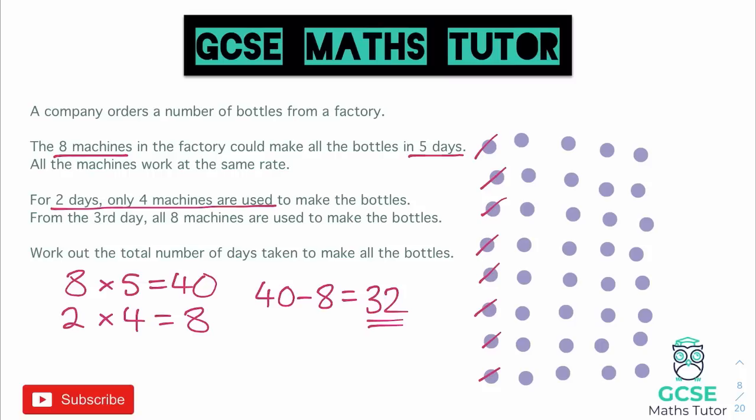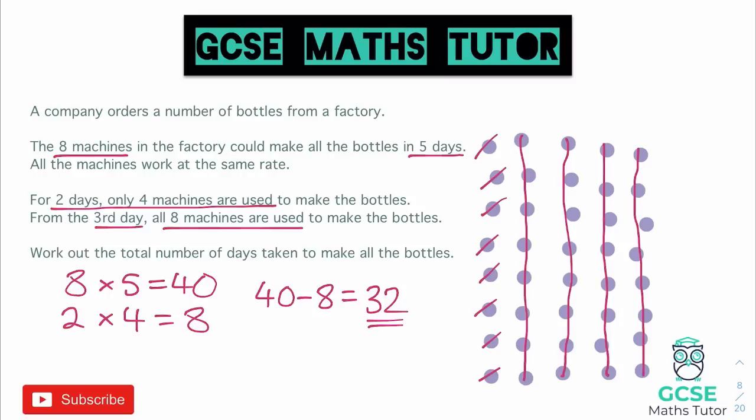But we have done 2 days of work. Now it says from the 3rd day, so for however many more days it's going to take, all 8 machines are used. Work out the total number of days. Well, that means on the 3rd day, we can cross off all 8 of those. On the 4th day, we can cross off another 8, because that'll be another 8 machines being used. On the 5th day, we can cross off another 8, and on the 6th day, we can cross off another 8. And you can see there on that 6th day that all of those circles are crossed out.